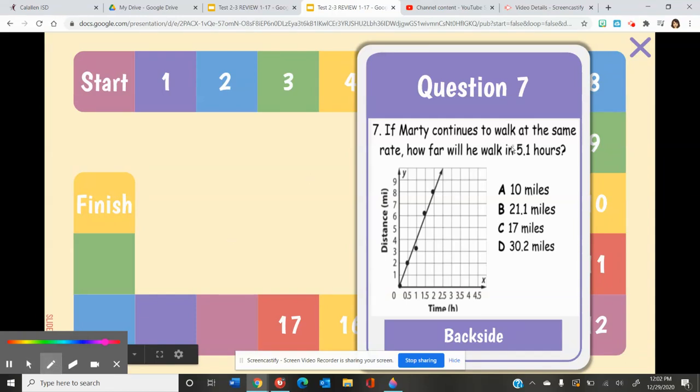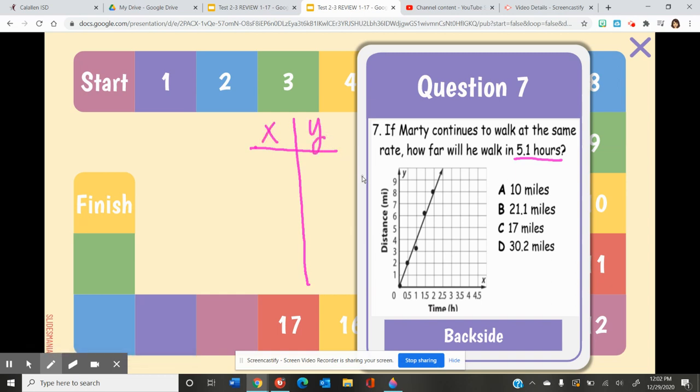Number 7, if Marty continues to walk at the same rate, how far will he walk in 5.1 hours? Okay, well, here we suggested that you always pick a couple points off the trend line. Since I have a trend line, all I have to do is pick 2 points. So here I have X and I have Y.